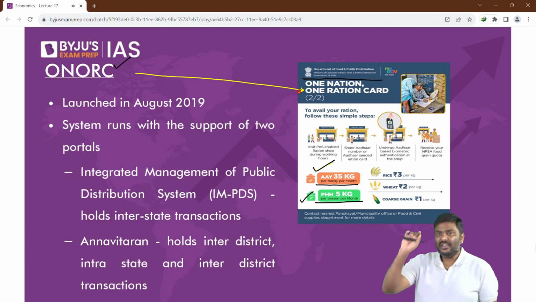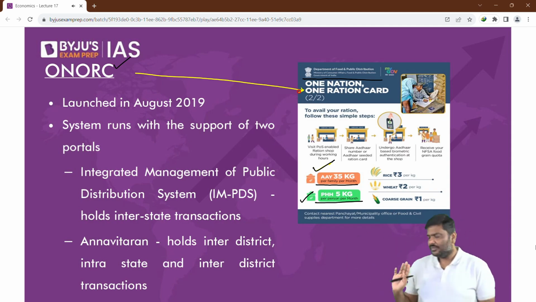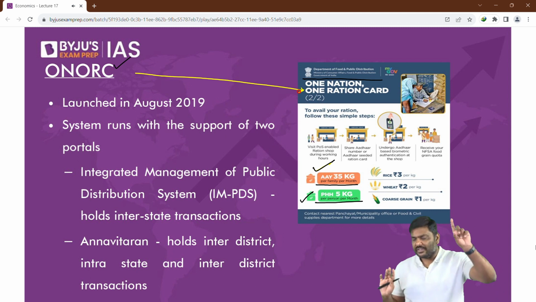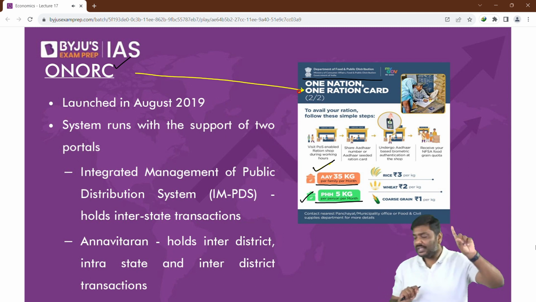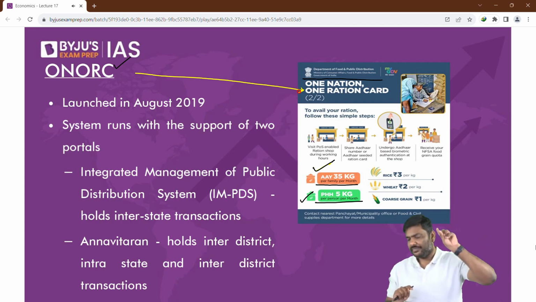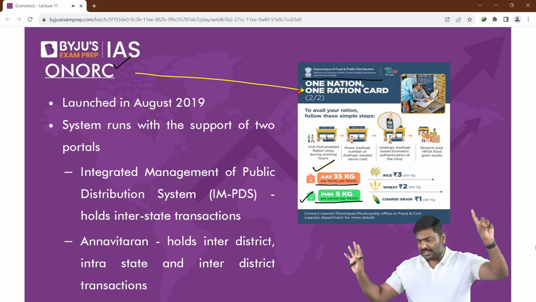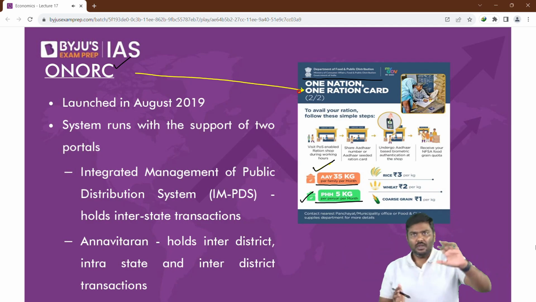Now, what is this portability? Point number one, please do let me know. Under NFSA, the beneficiaries are identified by the respective state governments. Is that point one? All of you okay with this point number one? Under point number one, the beneficiaries under NFSA are identified by the state governments.